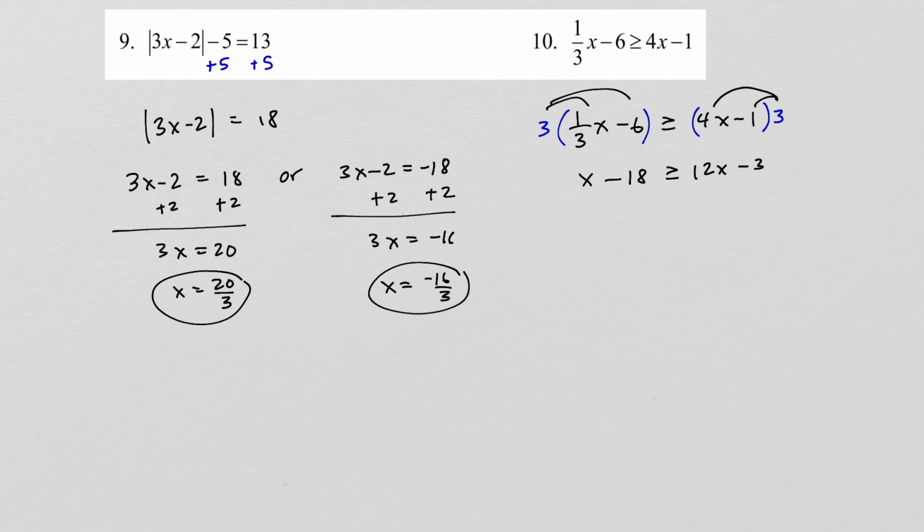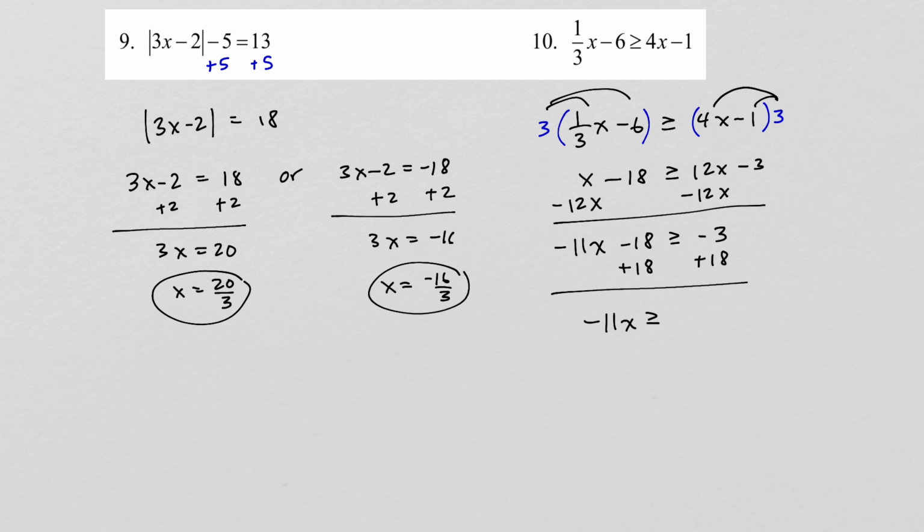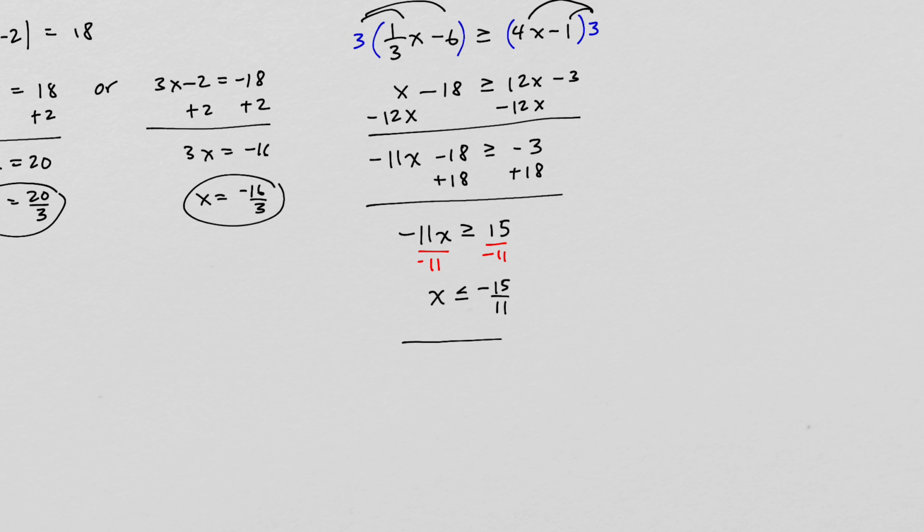Now, when you're solving an inequality, it's always best to get your x's on the left-hand side. So when I subtract 12x there, I get negative 11x minus 18 is greater than or equal to negative 3. Next, I'm going to add 18 to both sides, which gives us negative 11x is greater than or equal to 15. And the last step, to solve for x, I need to divide by negative 11. And I'm doing this in red because you need to remember when you divide by a negative, you have to change the inequality symbol. So final answer should be x is less than or equal to negative 15 over 11.